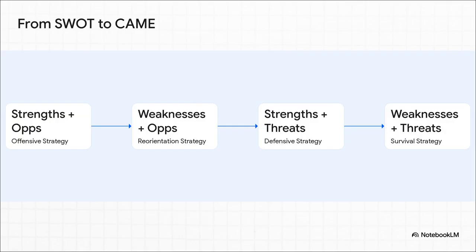And here is where it all clicks together. It's a simple matching game. You take your strengths and you line them up with opportunities to create strategies to exploit the situation. You look at your weaknesses and use opportunities to develop corrective strategies. When your powerful strengths run up against external threats, you need adaptive strategies. And in the toughest spot, where your weaknesses meet threats, well, that's when you're playing for survival.